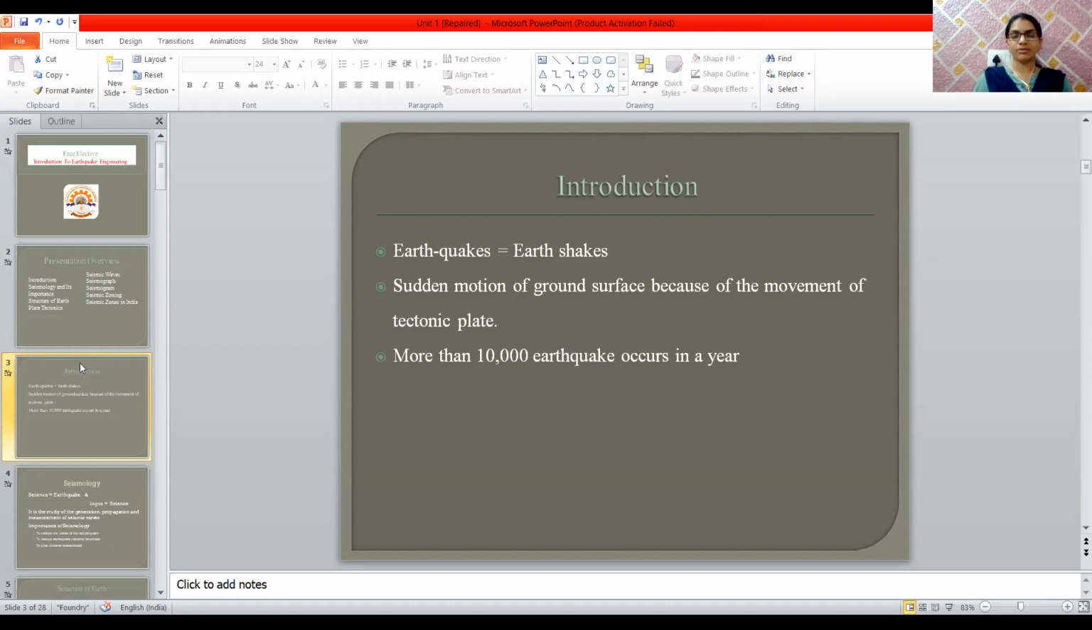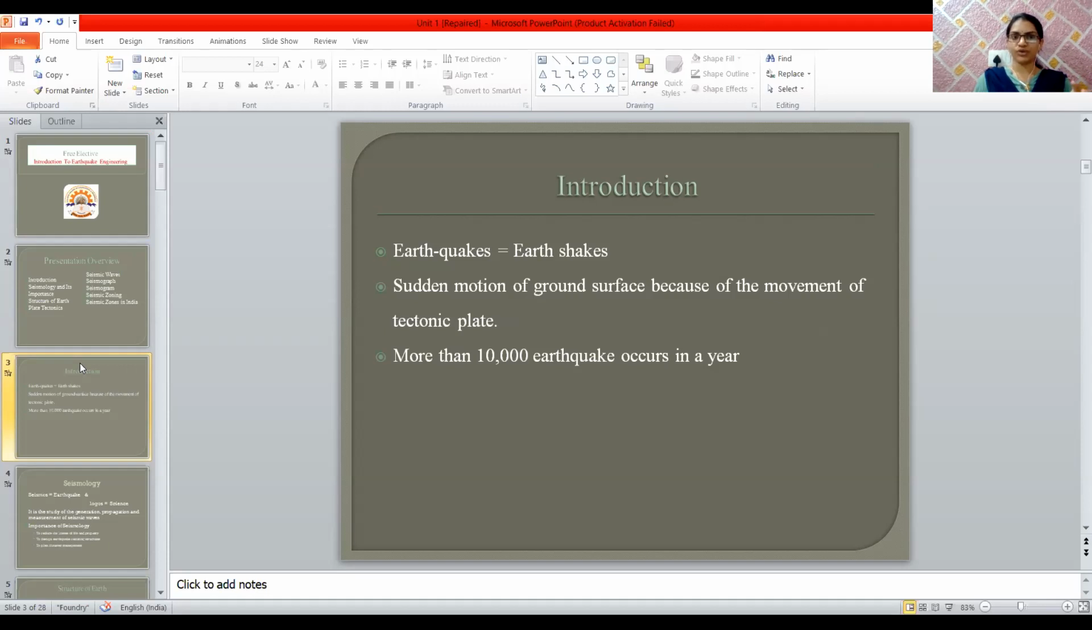Now we are discussing seismology. What do you mean by seismology? Seismology means earthquake science. Seismo means earthquake, and logy is a similar word for science. In seismology, we study the generation and propagation of waves, or measuring of seismic waves. This is what is explained in seismology.